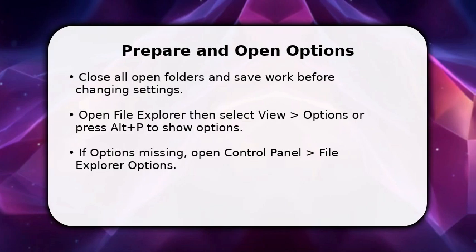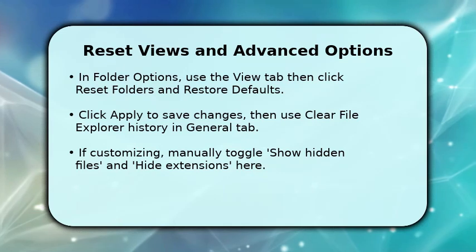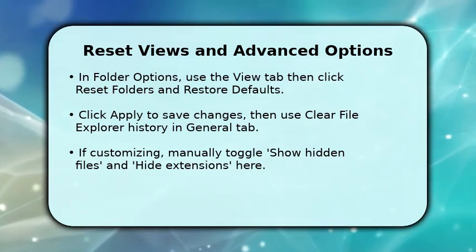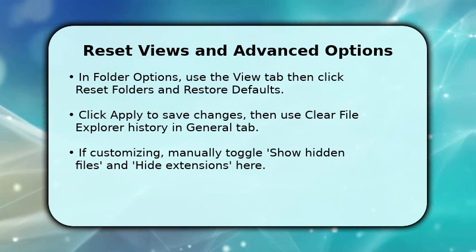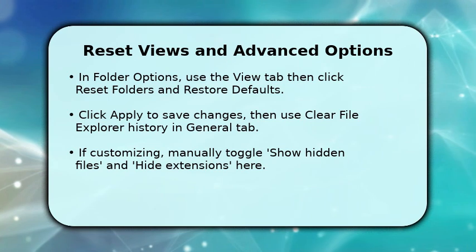Proceed only after confirming you have admin access, if prompted. You should use the View tab to click Reset Folders to apply the default view for that folder type, and then choose Restore Defaults to revert any custom settings system-wide. This undoes View templates and sorts.